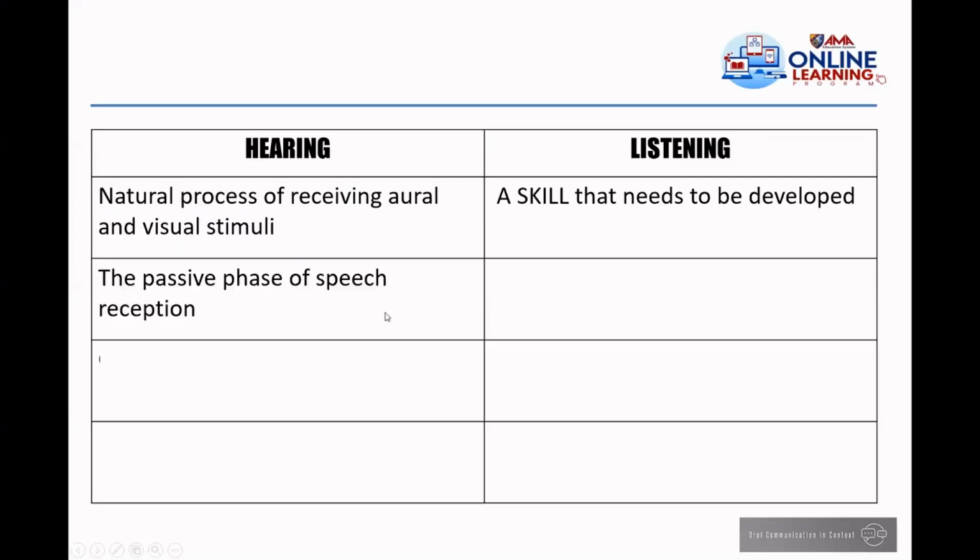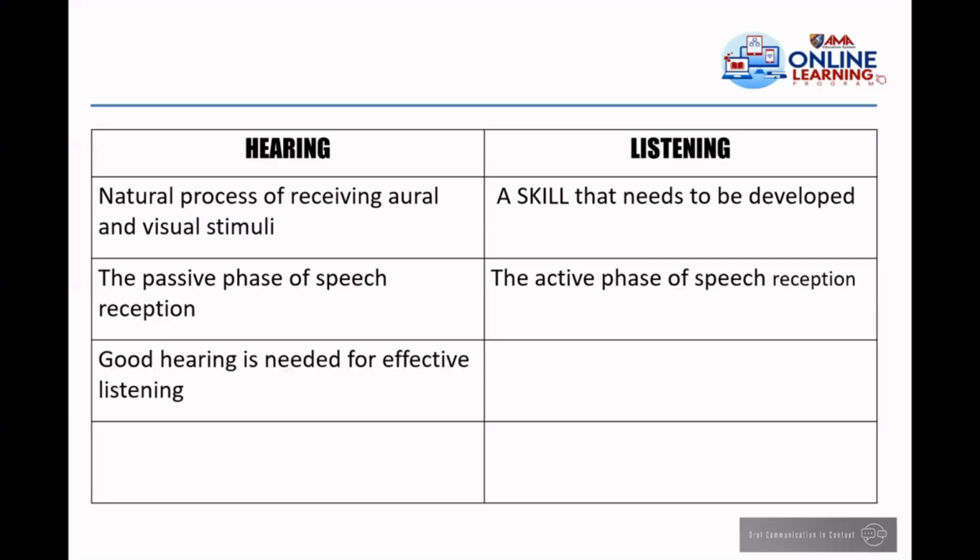Okay, hearing, this is the passive phase of speech reception. This is about accepting the message only. That's why it is called passive. Listening is the active phase of speech reception, meaning this is engaging in taking the information or messages. There is interpretation of the message. Next, hearing or good hearing is needed for effective listening. Take note of that. Good hearing is needed for effective listening.